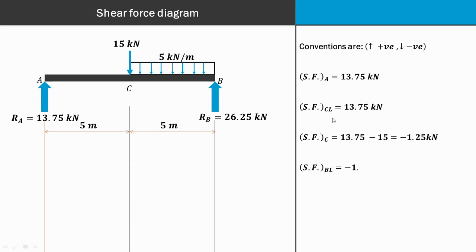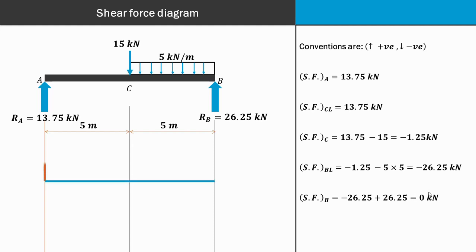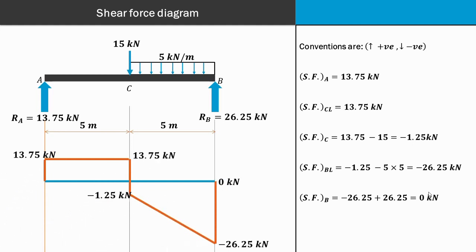Now just at the left of the B, we have to take into consideration the uniformly distributed load of 5 into 5. Okay? For 1 meter, it is 5 kilonewton. Then for 5 meter, it will be 5 into 5. And as it is acting in the downward direction, it is negative. So minus 1.25, that is our previous value, minus 25, that is minus 26.25. But exactly at point B, there is an upward acting force of 26.25. So minus 26.25 plus 26.25, so that value is 0. Now using these values, we have to draw the shear force diagram, and that is shown over here.